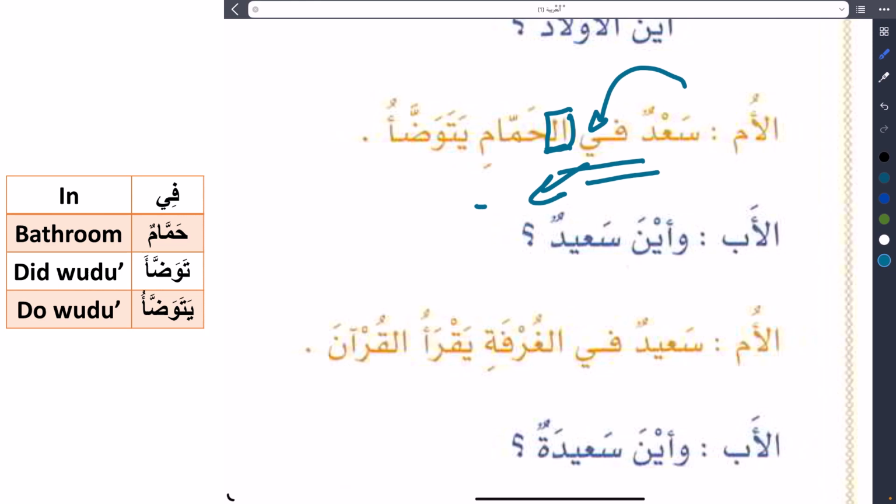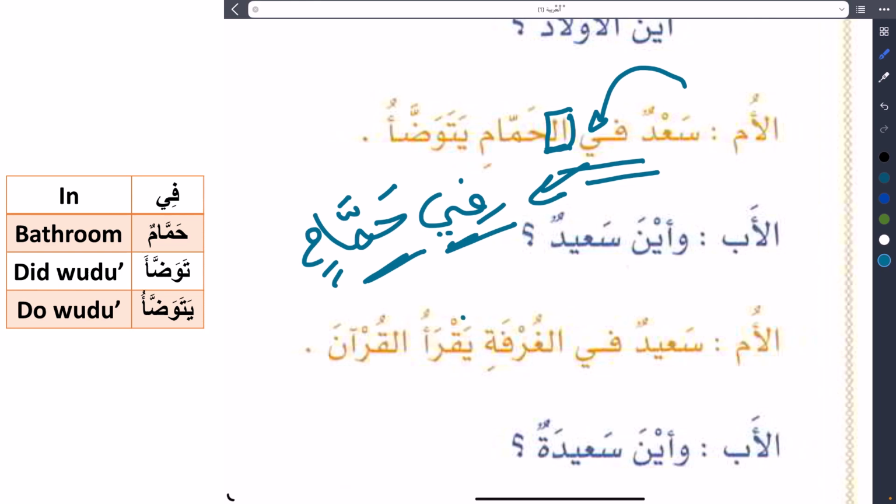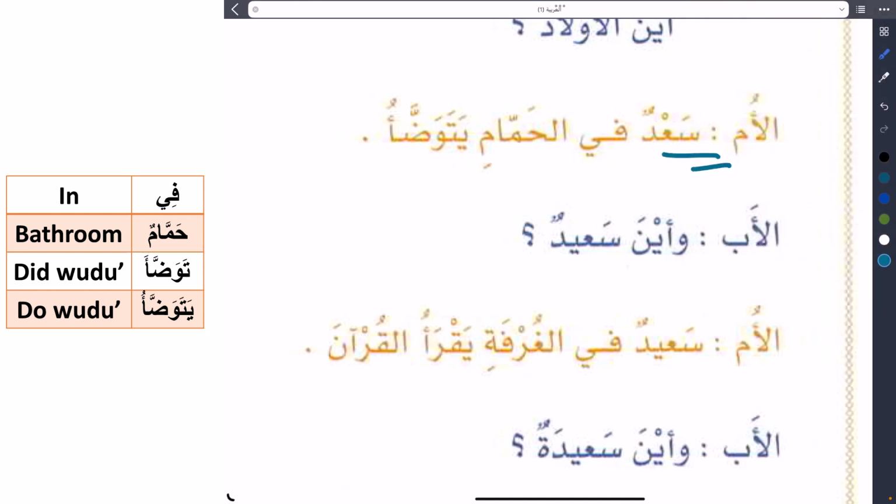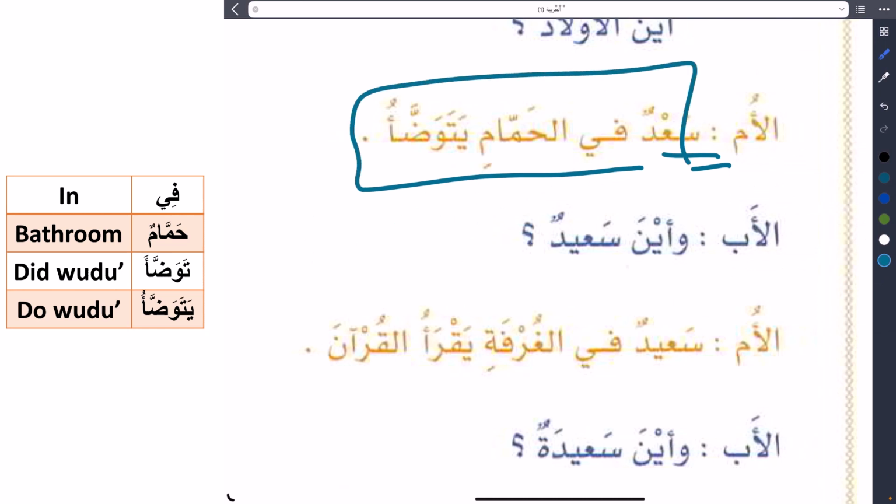We say, for example, fi hammamin. The stretching exists and the ya is still pronounced, because the next word doesn't start with al. So, سعد في الحمام. We said a reading rule about في.